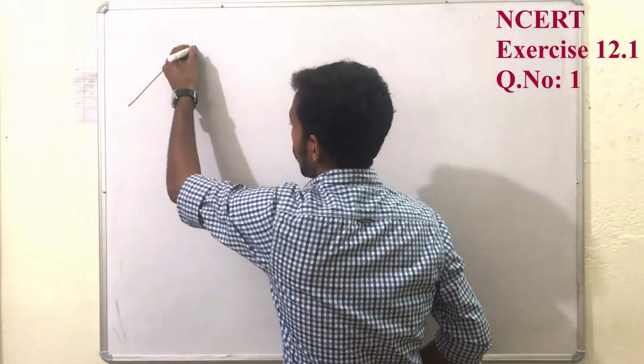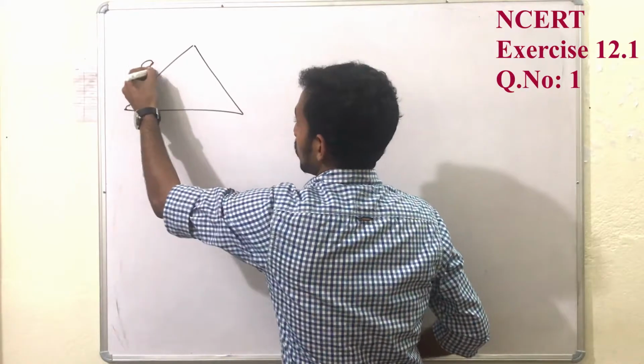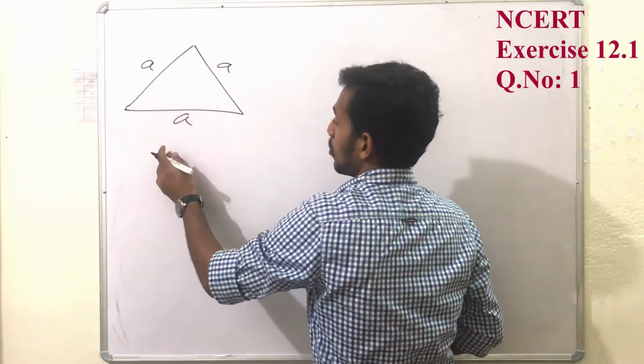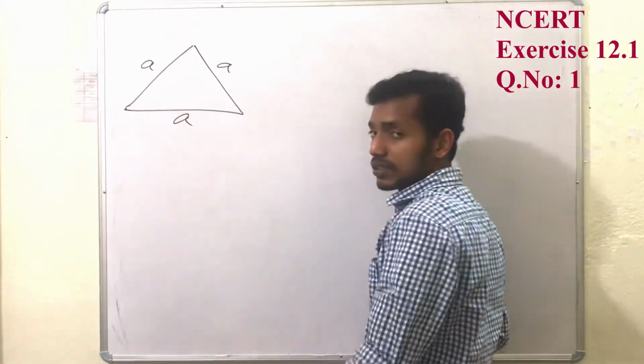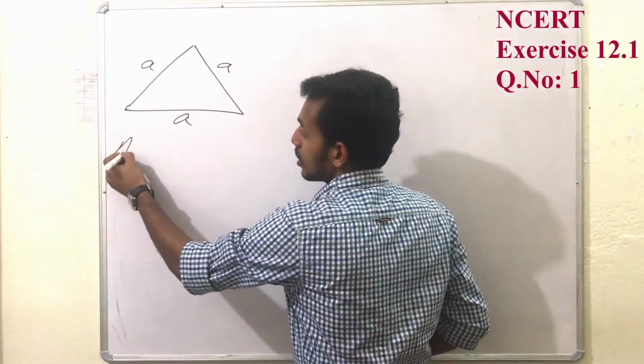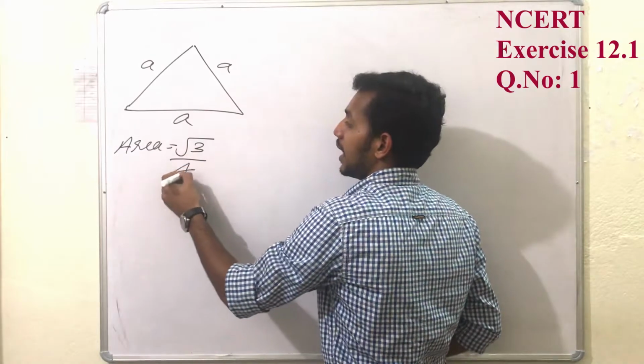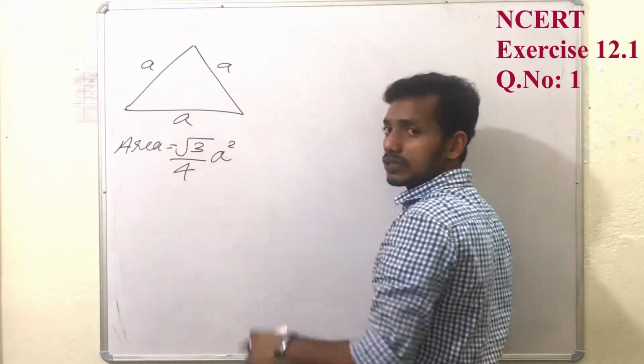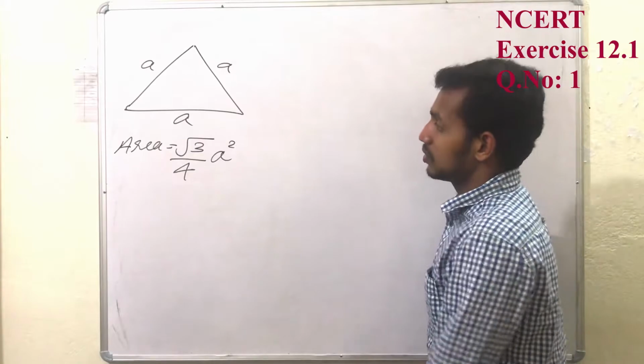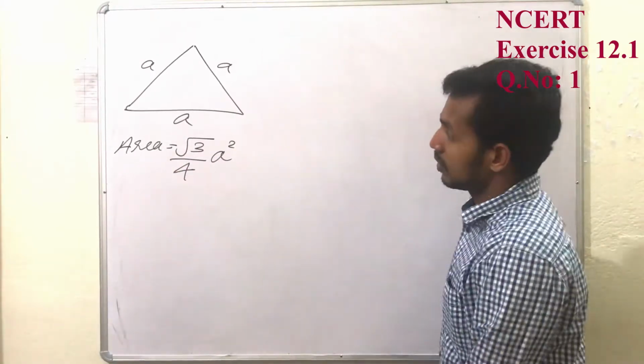So there is a signboard in the form of an equilateral triangle with side a. So what will be the area using Heron's formula? We already found that one: root 3 by 4 a square. Now we don't need to do the same process again. So it is very important to remember it.